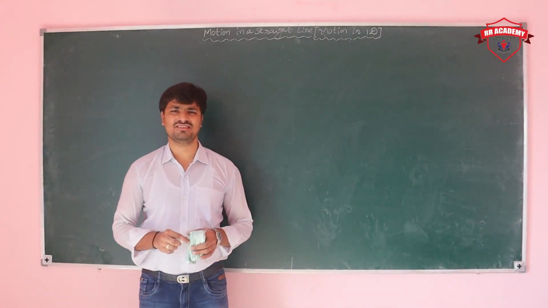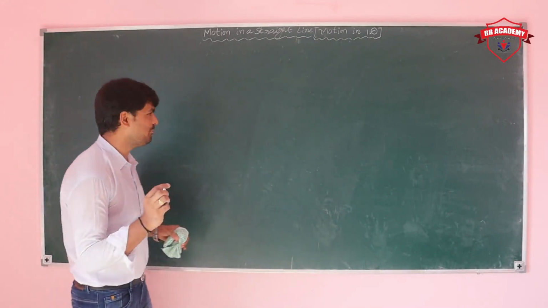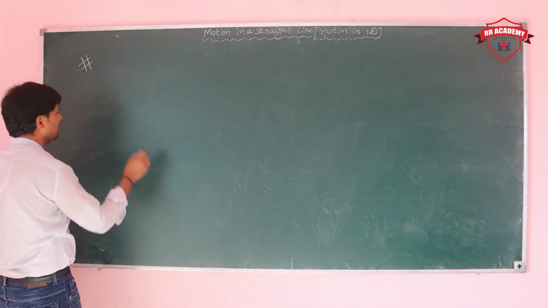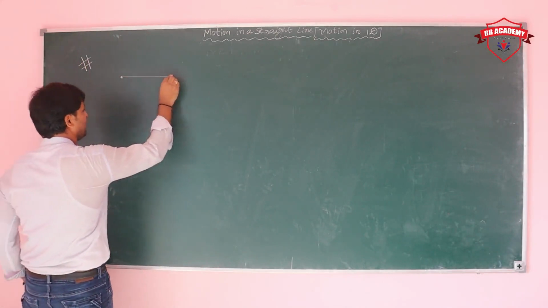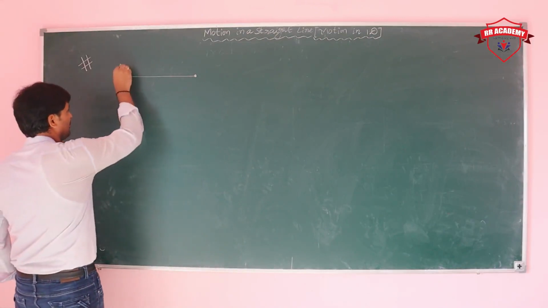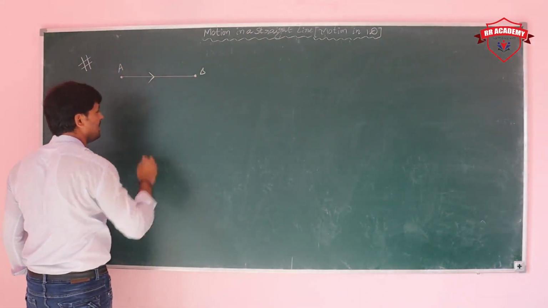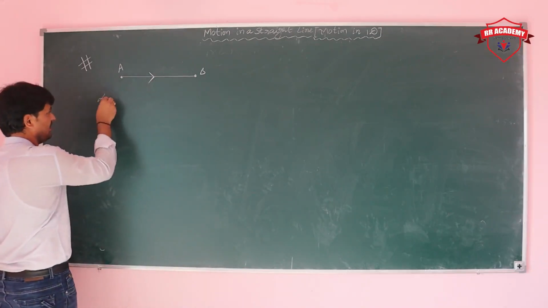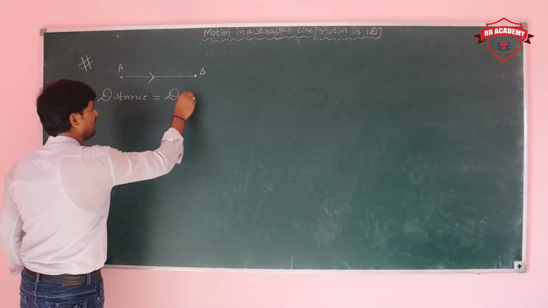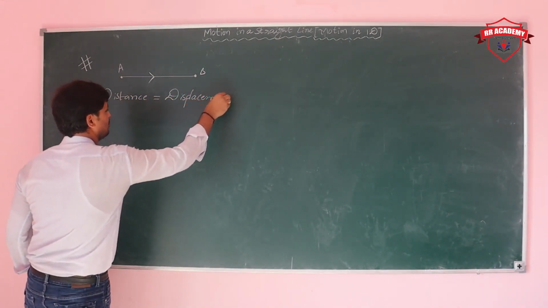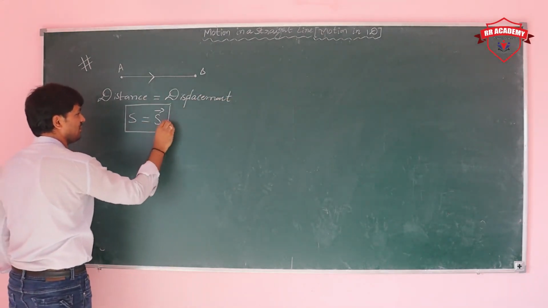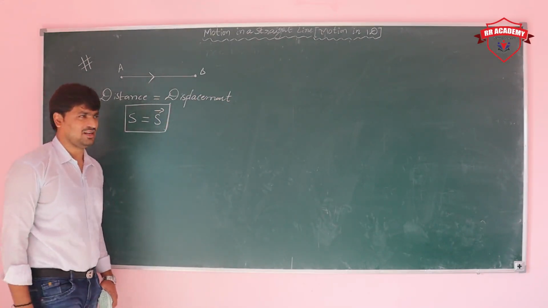So just now we discussed the problems, and one more very important point related to distance and displacement. If the particle is moving in a straight line, then what about the distance and displacement? If the particle is moving in a straight line, distance traveled by the body is equal to displacement traveled by the body. Distance and displacement both are the same.